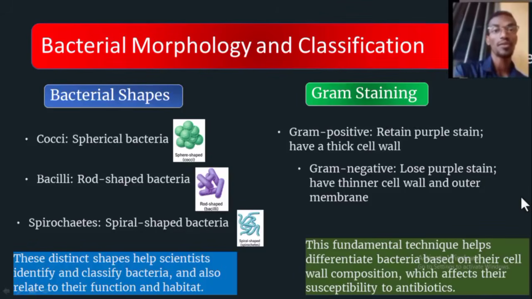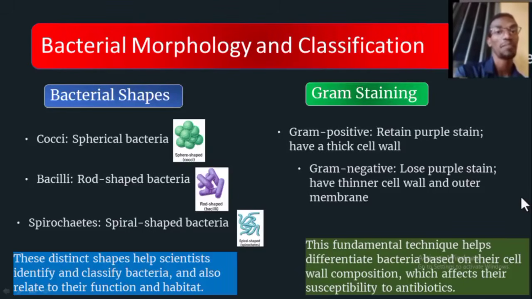While those with the thick peptidoglycan layer, which are able to retain the primary stain upon the addition of the decolorizing agent and finally appear blue in color, are known as what? Gram positive. So they retain the purple stain and they have a thick cell wall, don't forget. The gram negative, in addition to these characteristics, have an outer membrane, which is made of lipopolysaccharides and lipoproteins.